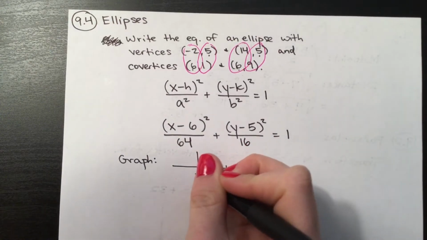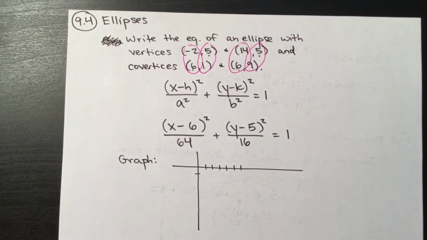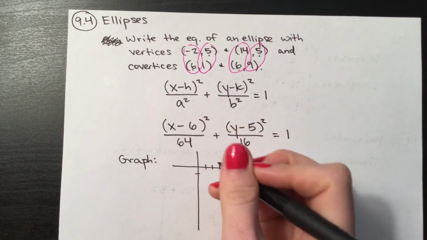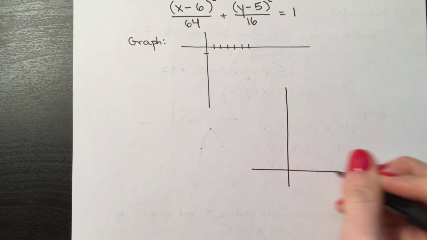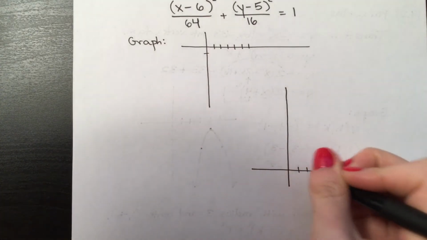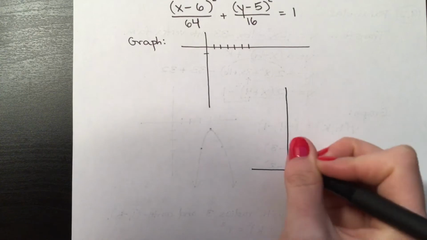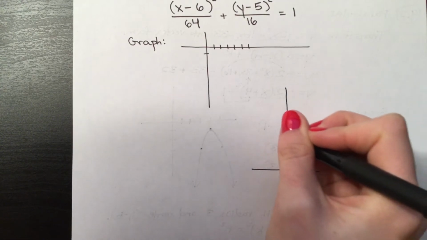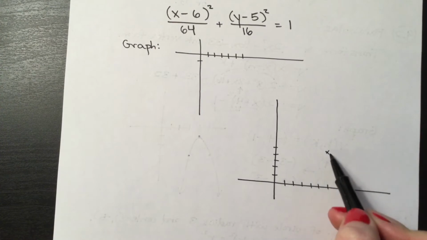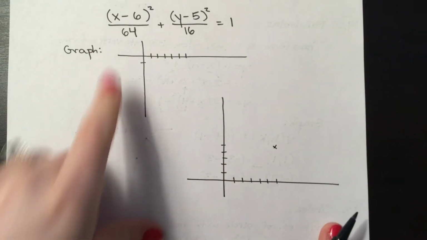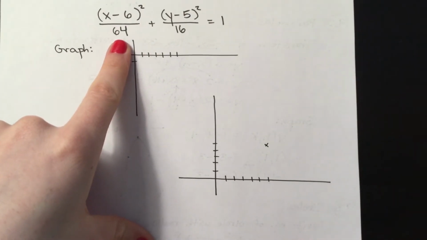So 6, oops, not down. Should be going in the other direction. Let's try this again. Sorry, more like that. All right, so make a little mark there. So that would be 6 units, 5 units, so that would be the center. And then we know we're going 8 units left and right.